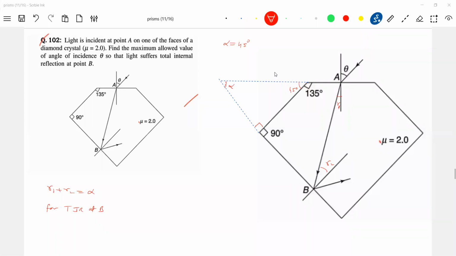Theta will not be 50, no? 2 sine inverse of 2 sine 15, the answer I'm getting. Okay, let me get into this one. So for TIR at B, what should be the R2? R2 should be greater than or equal to C. So let this be the mu of prism. So this will become sine inverse of 1 by mu. Mu value we know equal to 2. So therefore this will become R2.